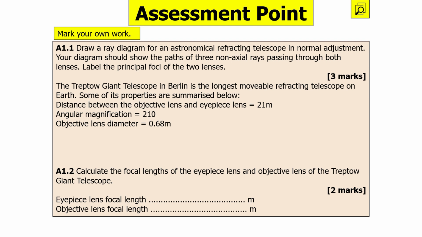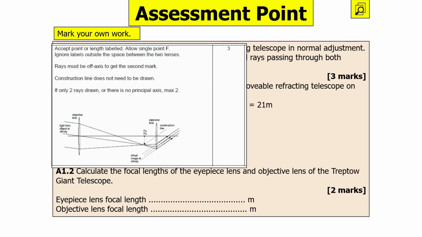Right, in this first one, you can see the diagram is shown here. So you can see that the rays are off axis to get the mark. You can see that they've refracted through the objective lens there. They've met at the point where FO and FE are. They'll then hit the eyepiece lens, and then they'll refract parallel to the construction line as drawn before.